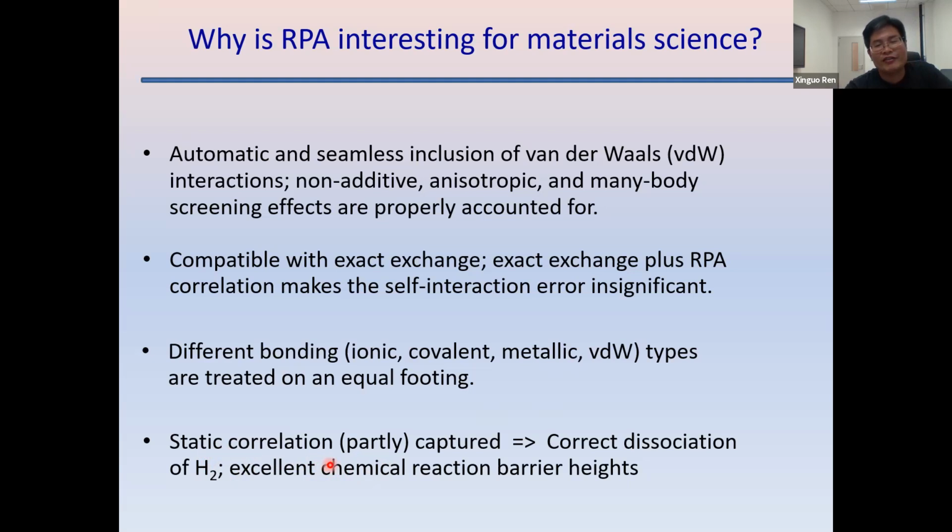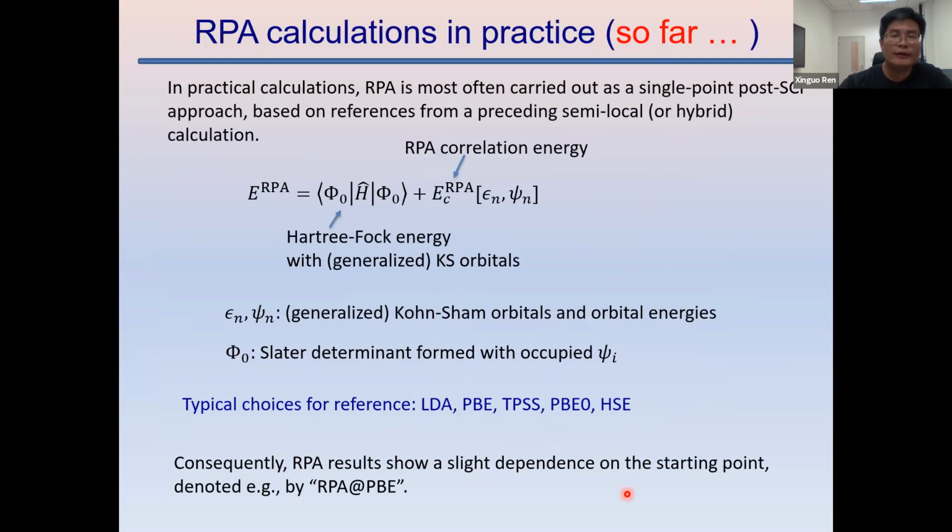Another distinct feature of RPA is that it seems to describe the so-called static correlation very well. For example, it gives the correct dissociation limit of H2. And because of this feature, it can give quite good chemical reaction barrier heights, which are often underestimated by the conventional density functional approximations. Okay, these are the main features.